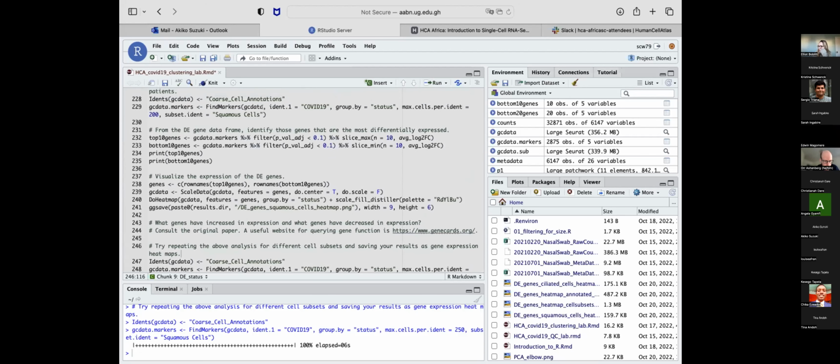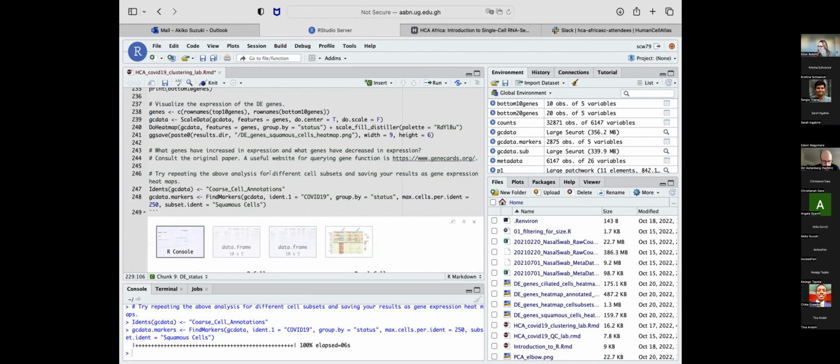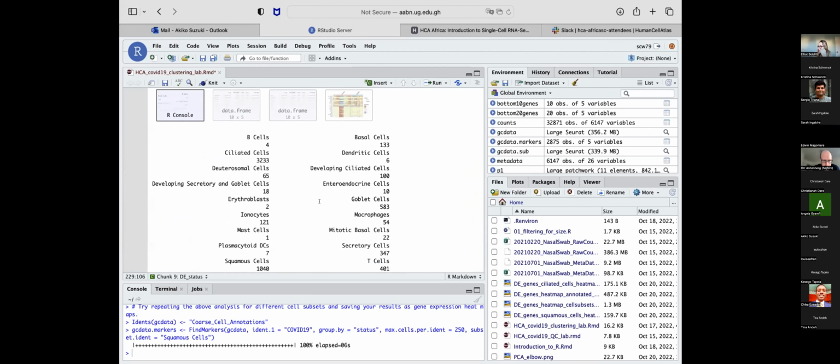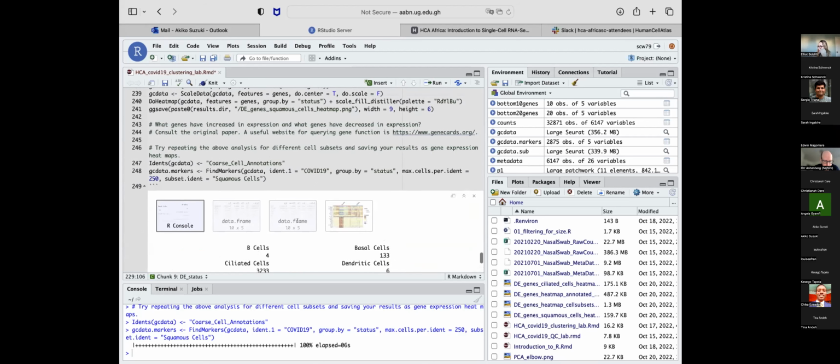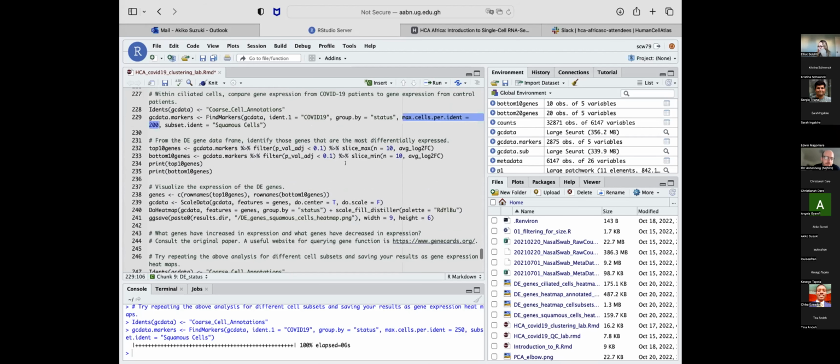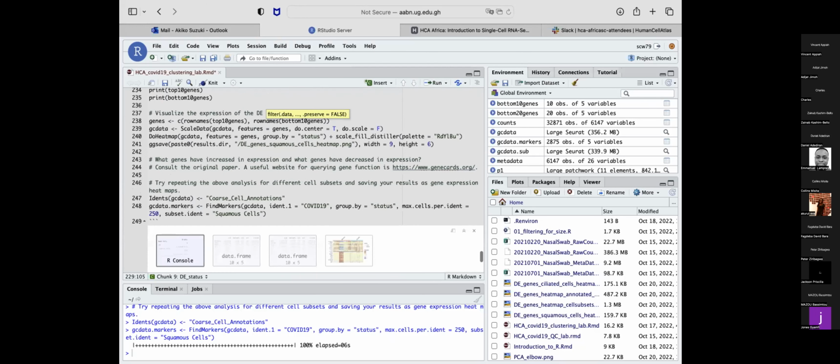Okay, going back to this one. So we looked at COVID-19 and uninfected patients for this one, squamous cells. And I also asked this question. Because, as you just saw in this table, there are so many squamous cells and ciliated cells, instead of screening all cells, we just screened 200 cells and then generated a heat map.